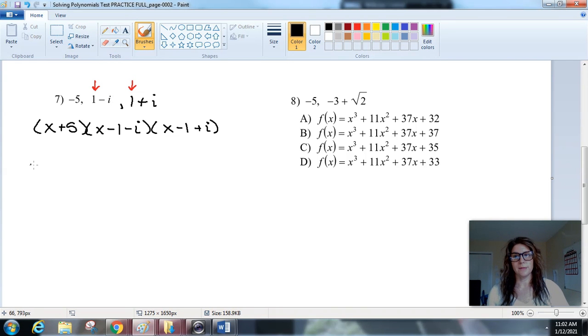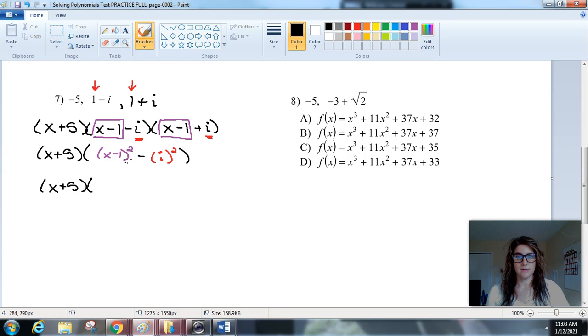When I go through and I multiply these out, you are going to group together your whole value, or your integer value, I should say, with your x. So x minus 1 squared minus, and then just like before, an i times an i is i squared. Again, you would multiply that out. So x minus 1 squared, you would FOIL it.